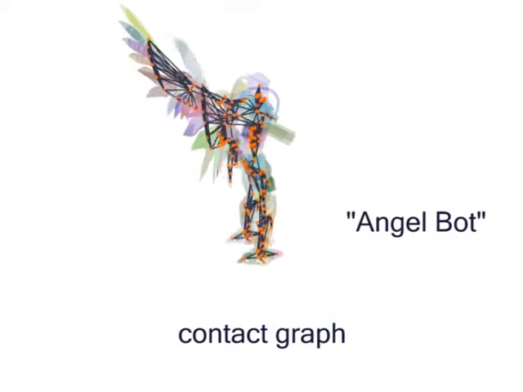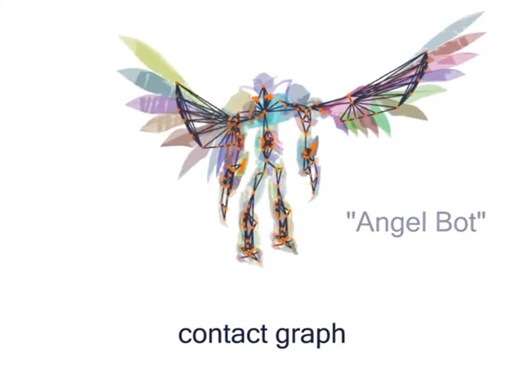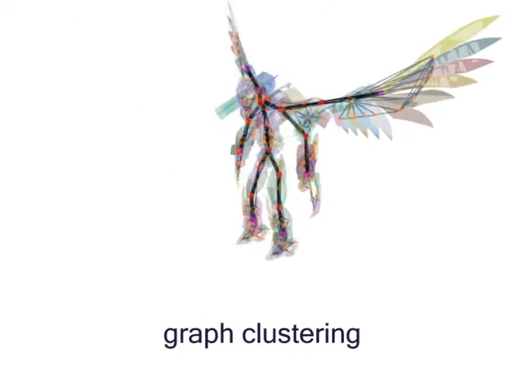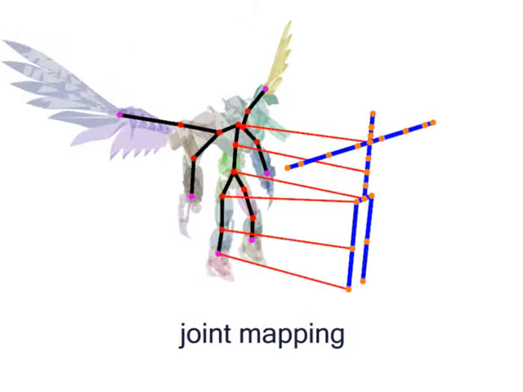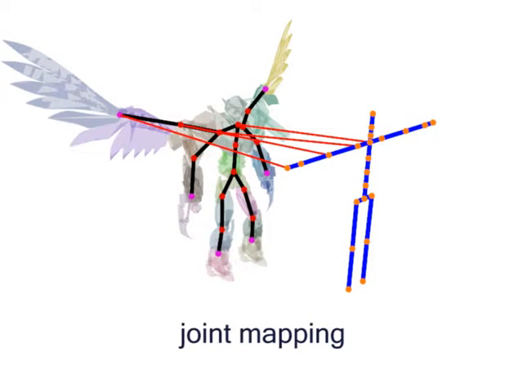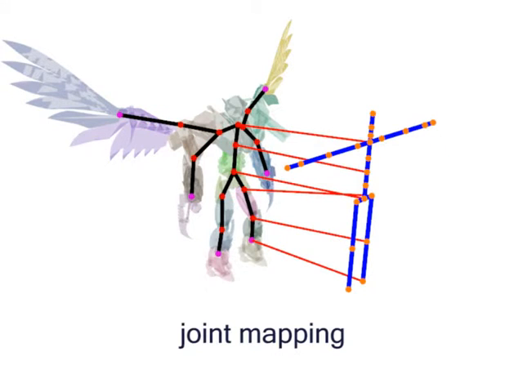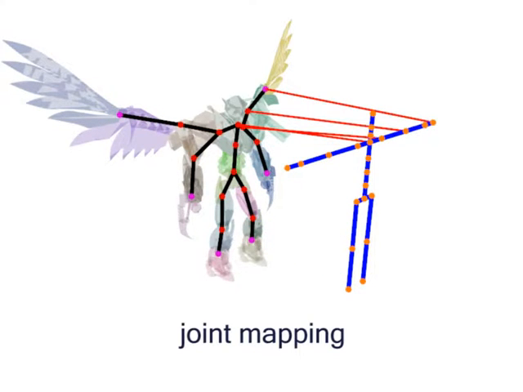In this example, the contact graph is already quite complicated. Nevertheless, the graph clustering generates a plausible target skeleton. This model has wings that are interpreted as additional arms by the system when they are mapped to a human animation skeleton.